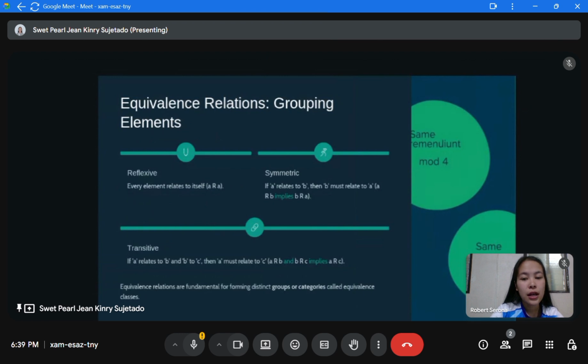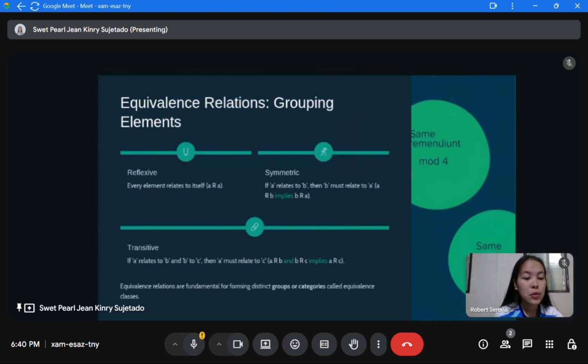Equivalence relation, or grouping elements. Now let's talk about equivalence relation, or grouping elements. This relation creates groups of things that are similar based on some rule. To be an equivalence relation, the rule must have three properties, which are reflexive, symmetric, and transitive. Reflexive is about everything relating to itself. For example, 5 has the same remainder as 5.